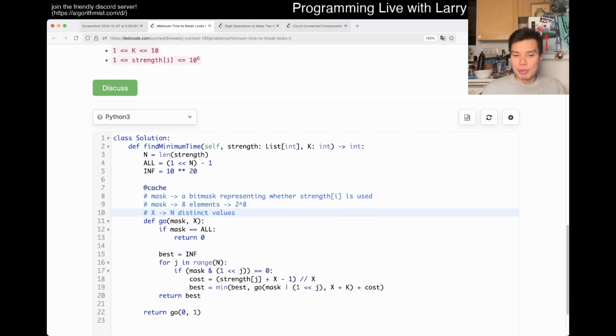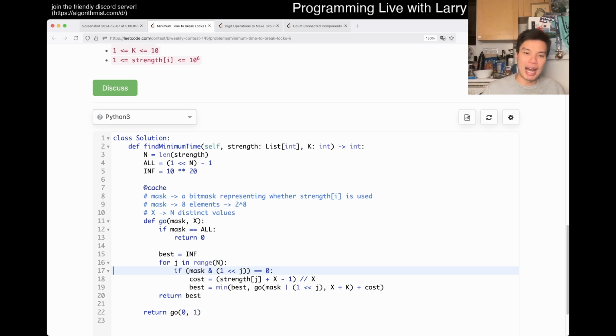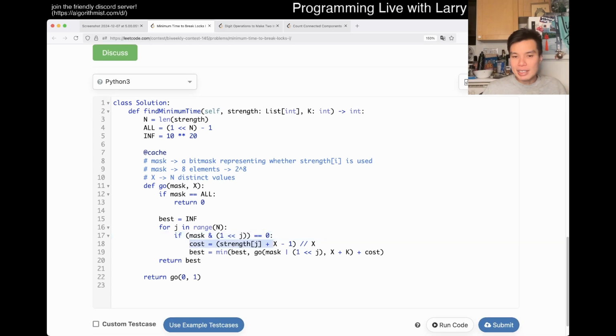And then the rest is just a brute force. If you think about it as a Boolean vector, this is just saying if done of j is not done, then you do this loop. That's the equivalent, except that I write it with a different API with the bitmask. The cost is: you have a current strength x, and a strength sub j that you want to destroy, so how long does it take? Well, this formula is just strength sub j over x, and then the ceiling of that value.